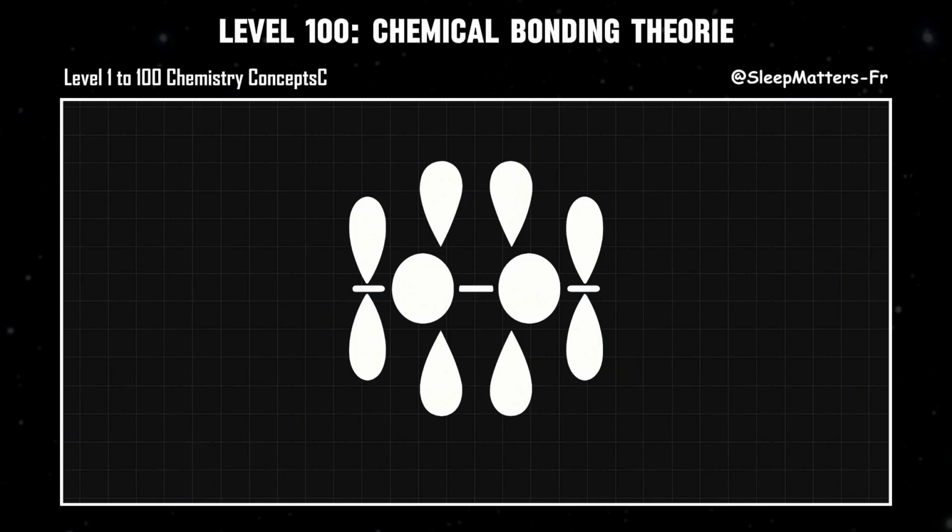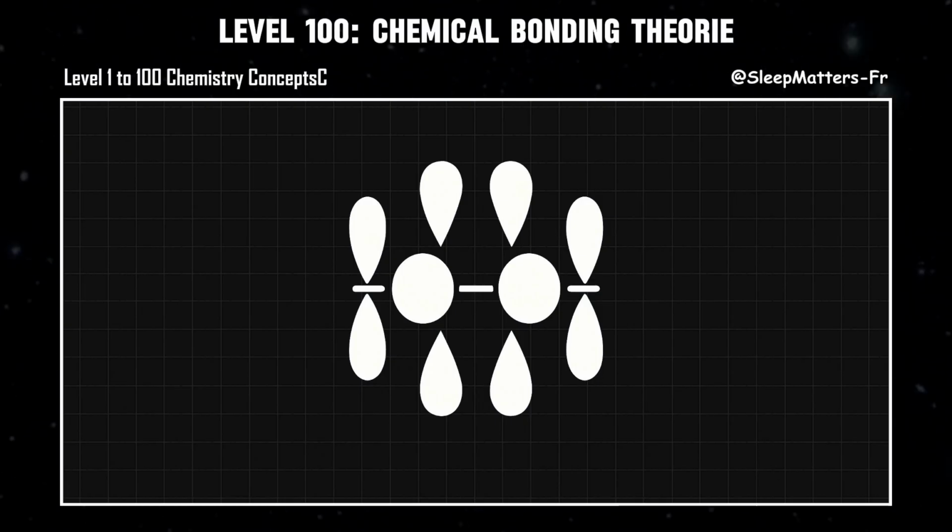Level 100, Chemical Bonding Theories. Chemical bonding theories are the secret to understanding how everything around you is held together. They are the reason water stays as a liquid, the reason your muscles move, and the reason diamonds are so hard. But what are chemical bonds? They are the invisible connections that hold atoms together. There are different types of bonds, each with its own rules.